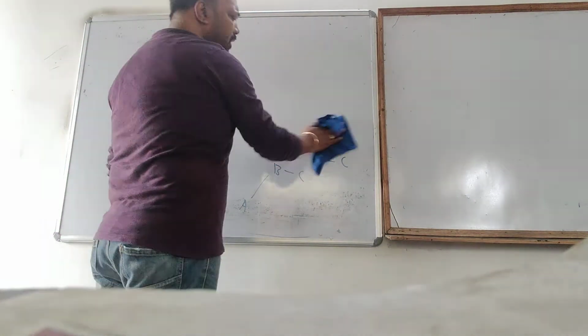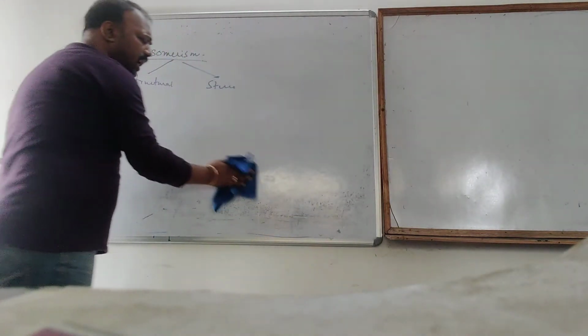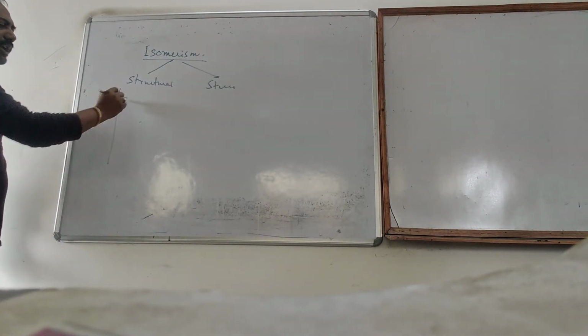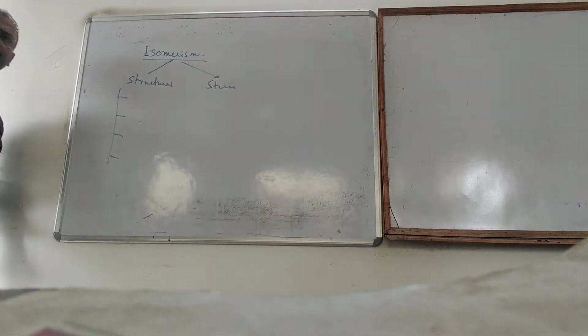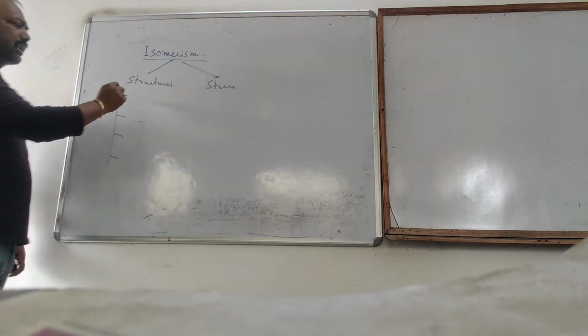Now, in your syllabus we will do only four structural isomers. Structural isomers of the complexes can be of four types. The first one is ionization isomerism.